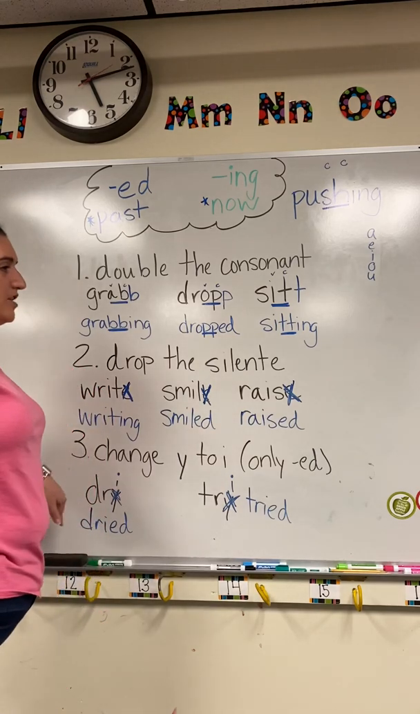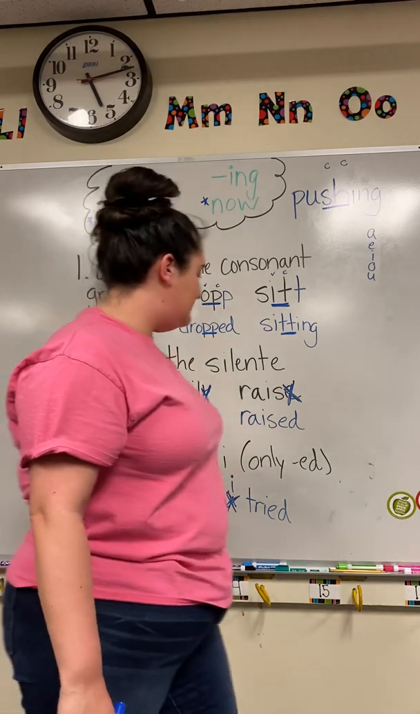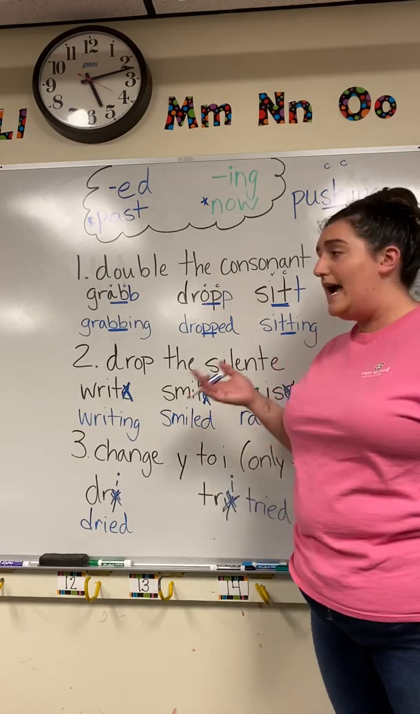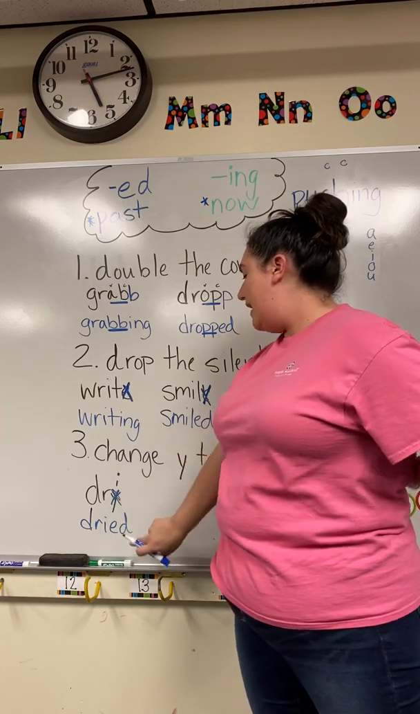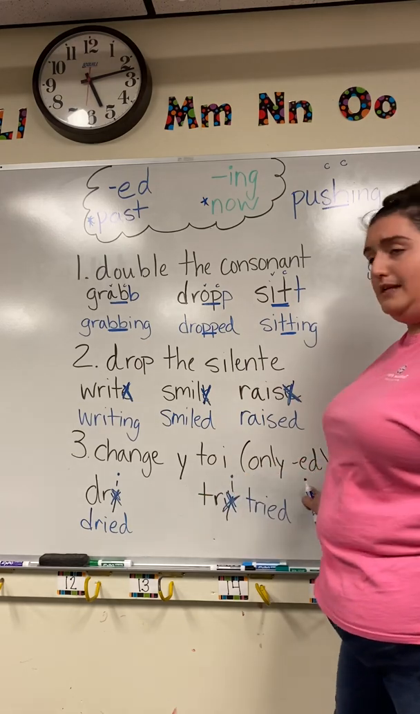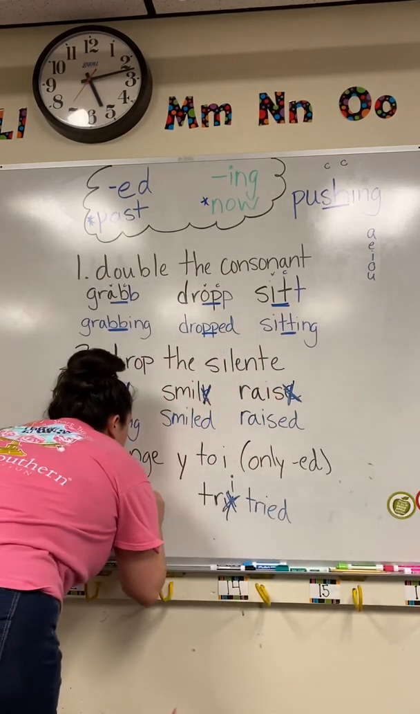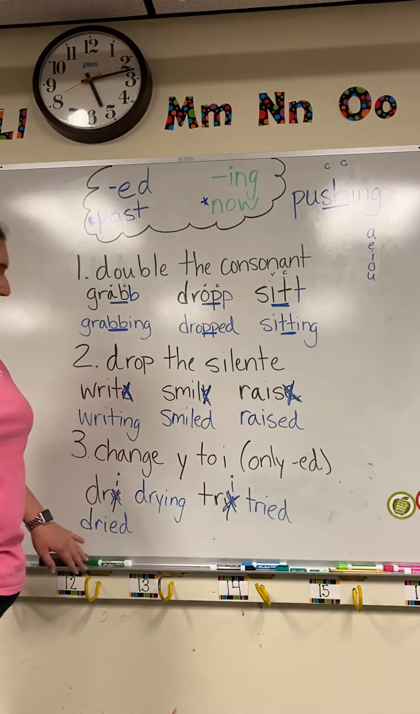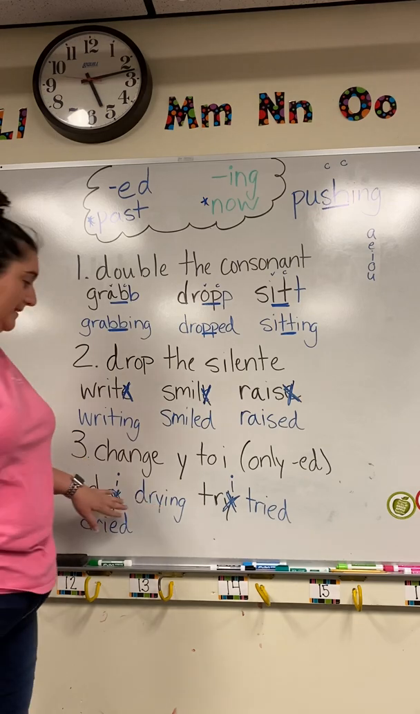You don't always change Y to an I when you're adding ED to it, but we'll talk about that at another time, about when you don't do it. So right now, just know if you need to add ED to a word and it ends with Y, you have to change the Y to an I before you add ED, and you only do this for ED words. If you're adding ING, you just leave the Y the same, and it would be drying. Okay, because we don't want to change the Y to an I and have two I's next to each other, because that just looks silly.